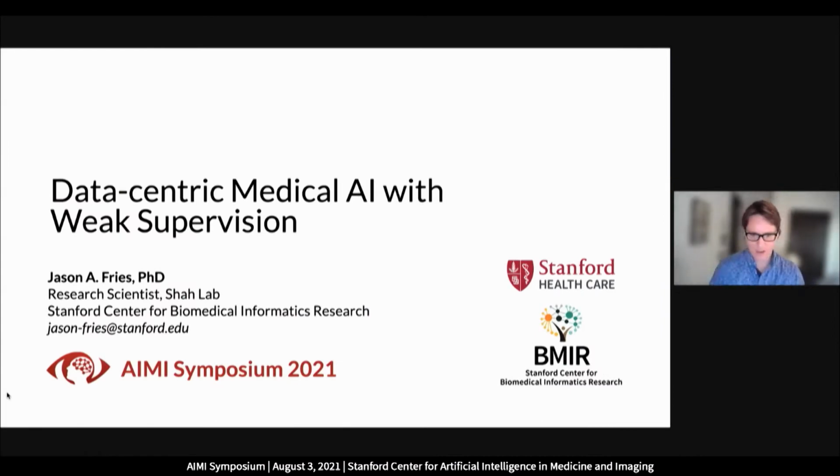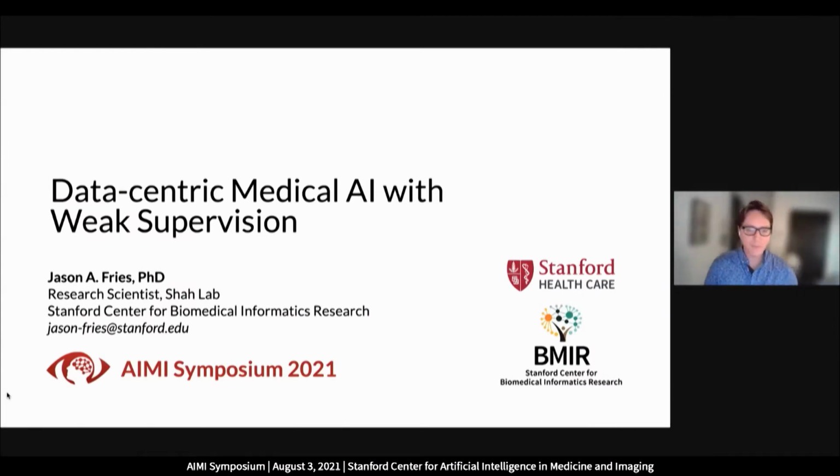Our first speaker is Dr. Jason Fries. He is a research scientist at Stanford University Center for Biomedical Informatics Research. His research explores machine learning in healthcare, focusing on methods for creating and shaping training data. He previously completed his postdoc in computer science at Stanford, where he collaborated on development of weak supervision frameworks known as Snorkel. He received his PhD in computer science from University of Iowa, where he studied computational epidemiology and NLP methods for syndromic surveillance.